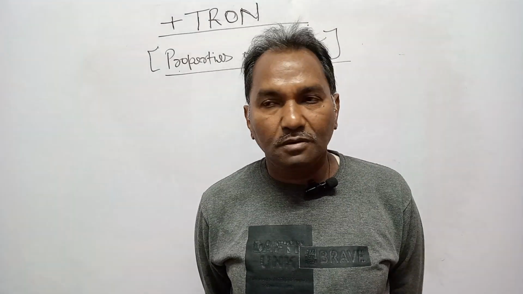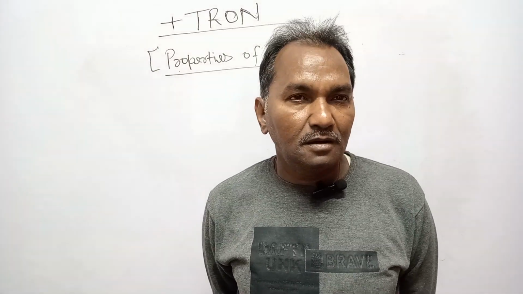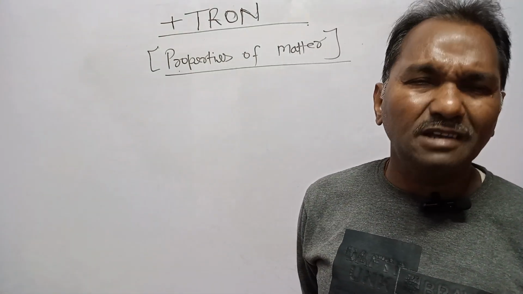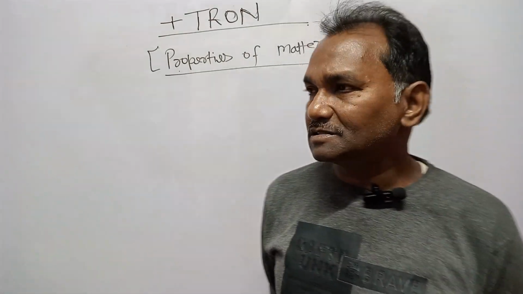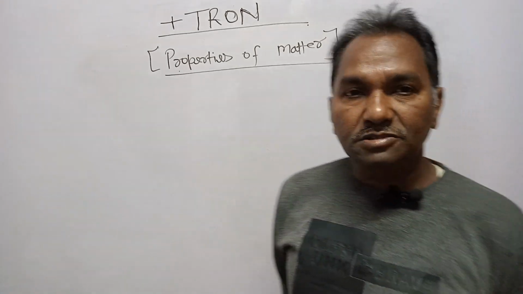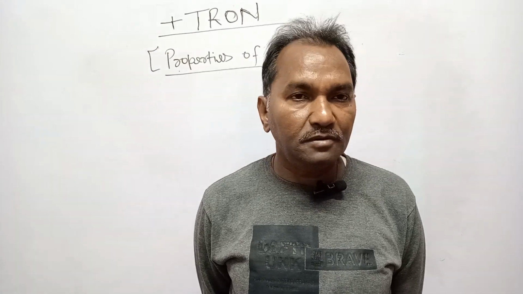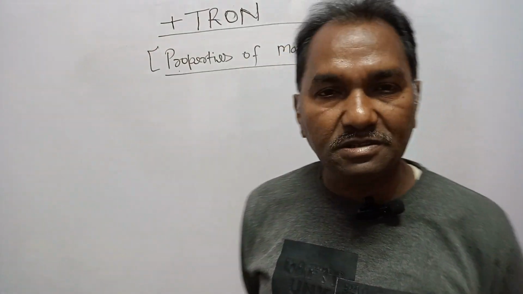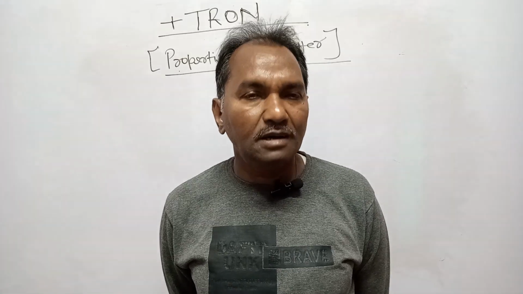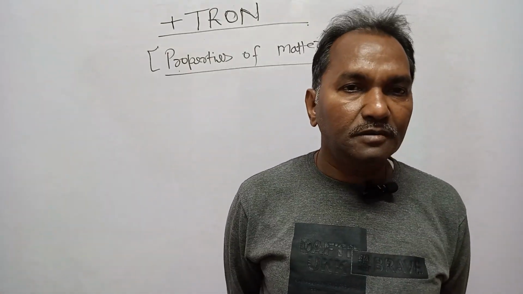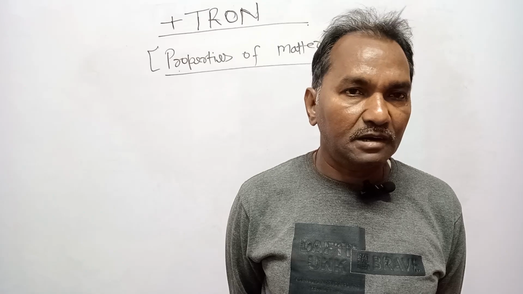Dear students, you know there are five states of matter: solid, liquid, gas, Bose-Einstein condensation and plasma. We are talking basically about solid, liquid and gas. When studying the properties of matter, we generally talk about these three states of matter.